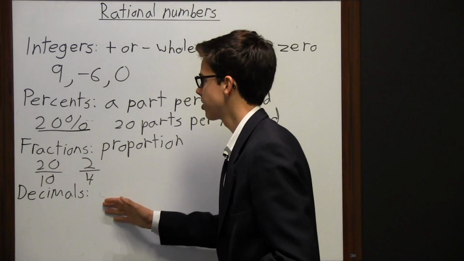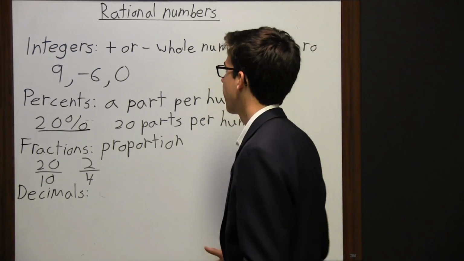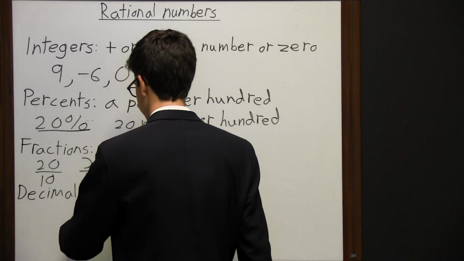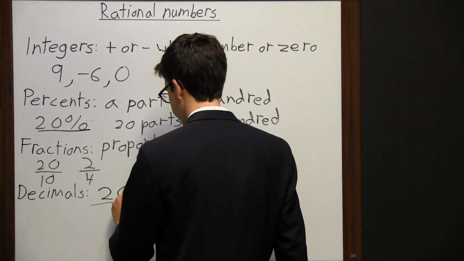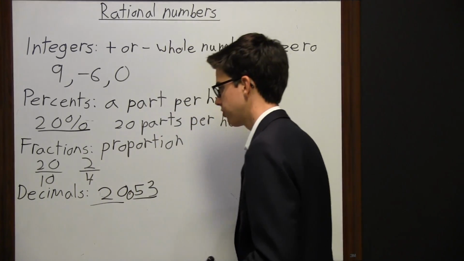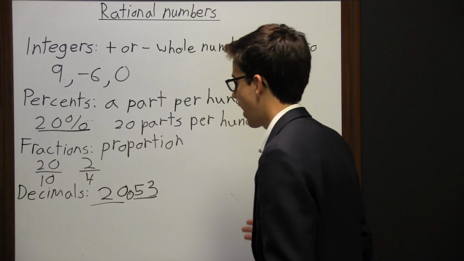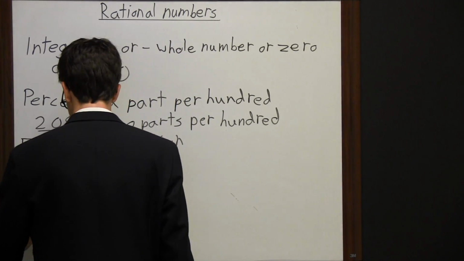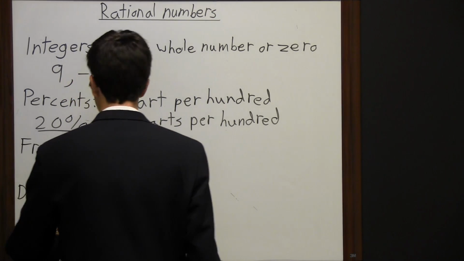And of course we have decimals, so this is where we have an integer, maybe 1, maybe 89, maybe 0. And then we have a decimal place, and then we have numbers after the decimal, like 20.53. So we have our integer, we have a decimal, and then we have numbers after the decimal. So integers, percents, fractions, and decimals are all rational numbers, usually. There are some rules. So in order to be a rational number, just to summarize, it either has to be an integer, like we talked about.